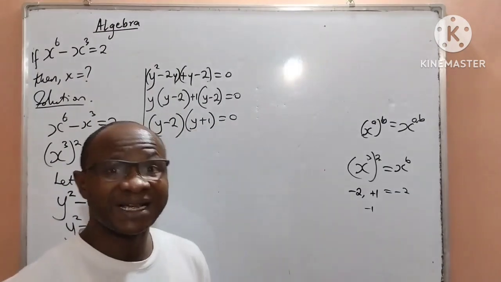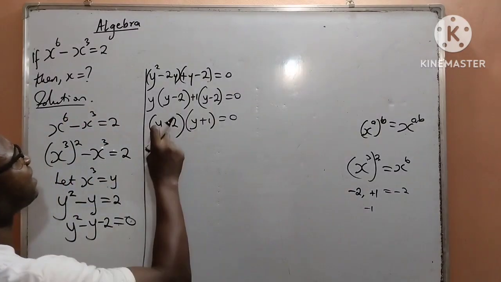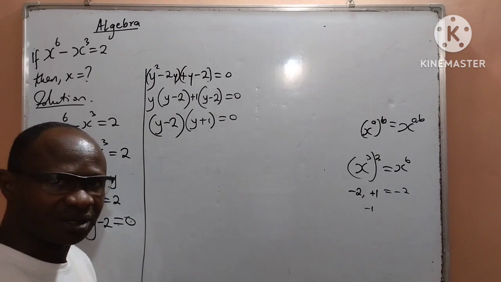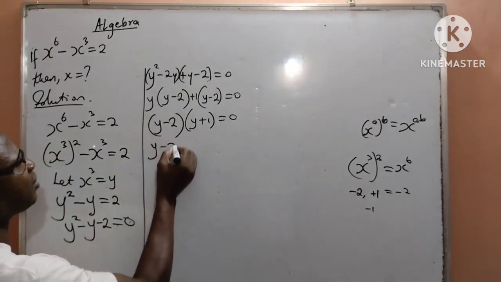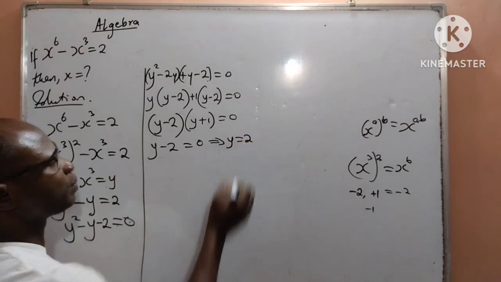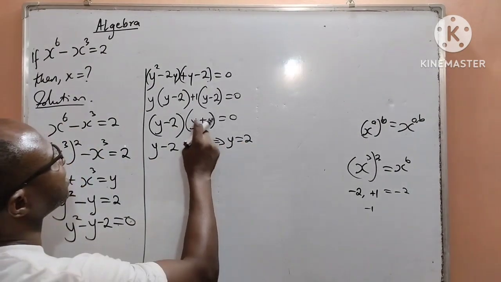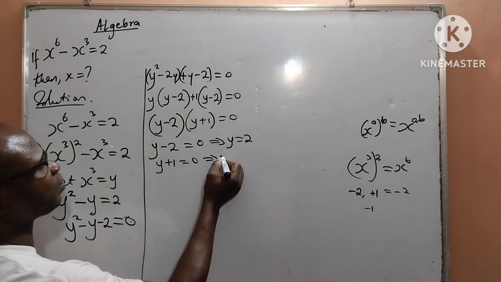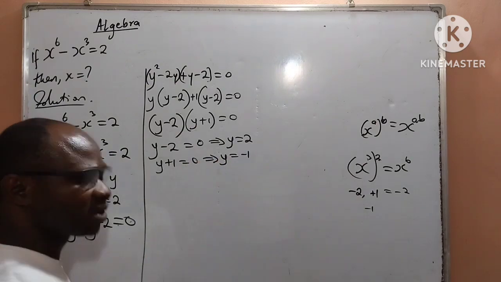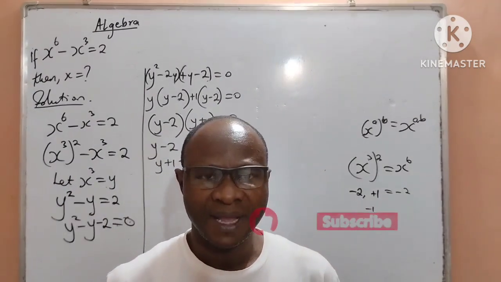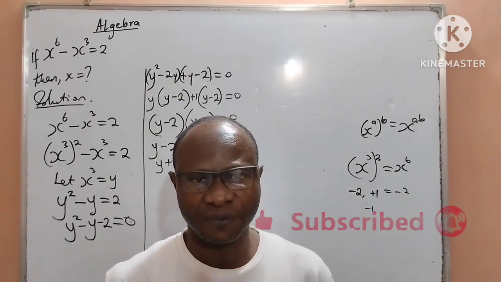At this point, the first bracket is equal to 0 or the second bracket is equal to 0, implying that y minus 2 is equal to 0, which means that y is equal to positive 2. The second bracket, y plus 1 is equal to 0, meaning that y is equal to negative 1. At this point, I have gotten the values of y as positive 2 and negative 1.